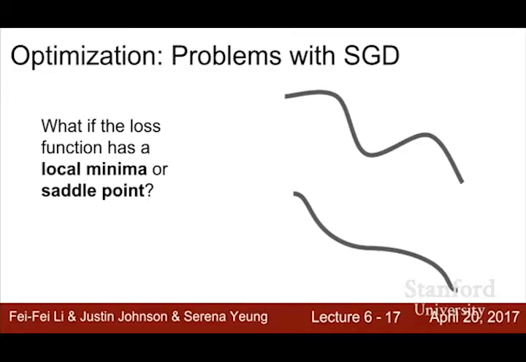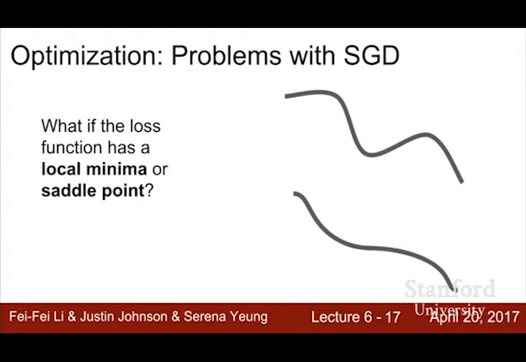Another problem with SGD has to do with this idea of local minima, or saddle points. Here, I've swapped the graph a little bit, and now the x-axis is showing the value of one parameter, and the y-axis is showing the value of the loss. So in this top example, we have a curvy objective function where there's a valley in the middle. And what happens to SGD in this situation?